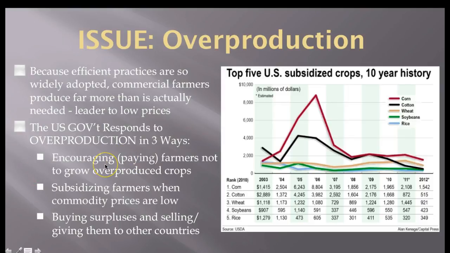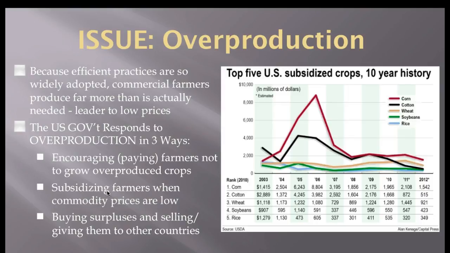First way here is encouraging or paying farmers not to grow overproduced crops. So we will pay you X amount of dollars, you just cannot grow this crop. Usually farmers turn around and then grow a different crop that year and take the money that they get from the government. The second way is to subsidize farmers when commodity prices are low. So if corn is going for $5 a bushel, but you were guaranteed $6 from the government, they will pay you that extra dollar for every bushel that you have sold to ensure you got that bare minimum amount that you said you were going to get.